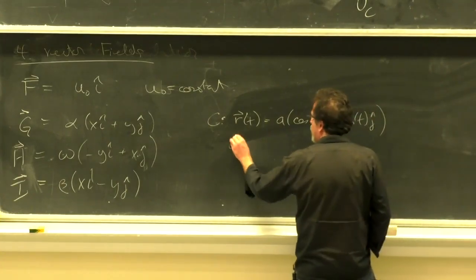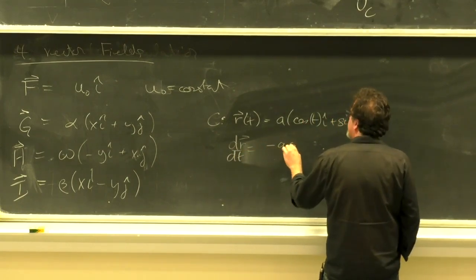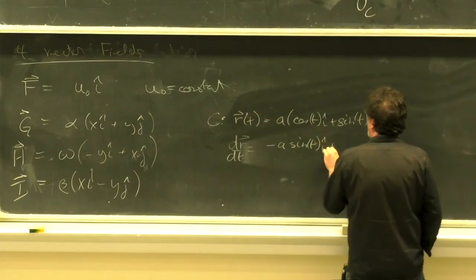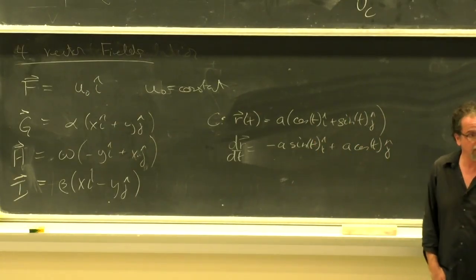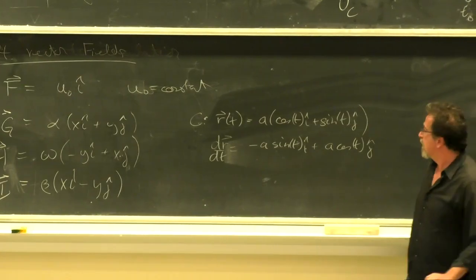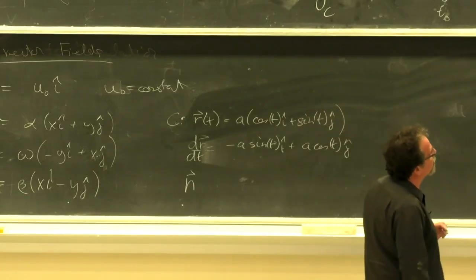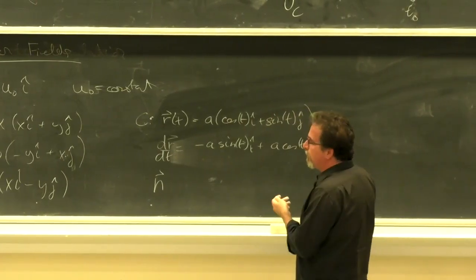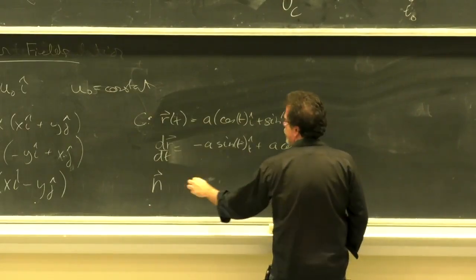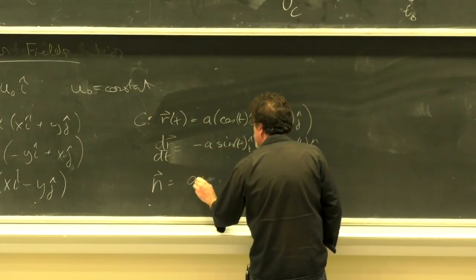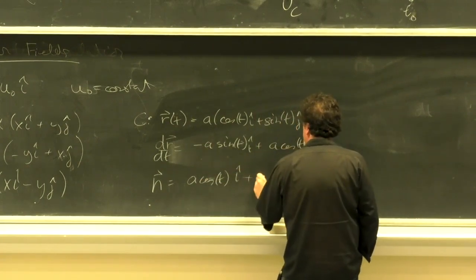So the first thing I need is dr dt, and that's equal to negative a sine t i hat plus a cos t j hat. That's the tangent vector. It's not the unit tangent. And then what did I say? Well, the normal vector, not the unit normal, was: swap them and switch the sign. So the a cos t goes here, i hat, and then this one goes over here, j hat.